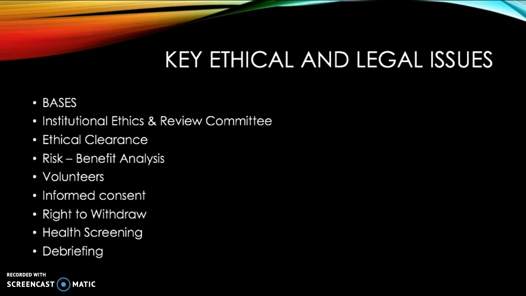The Institutional Ethics and Review Committee is the committee in charge of monitoring, approving and reviewing experimentation on humans. Ethical clearance is where all researchers have to gain ethical clearance to carry out any experiments on humans. The risk-benefit analysis is where the experiment can only go ahead and is only allowed if the benefits outweigh the risks.